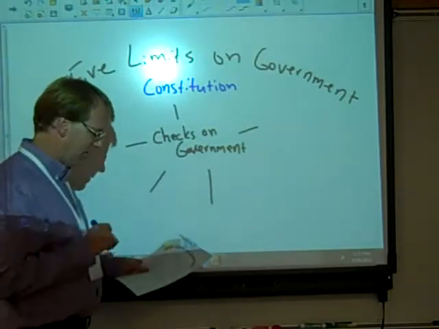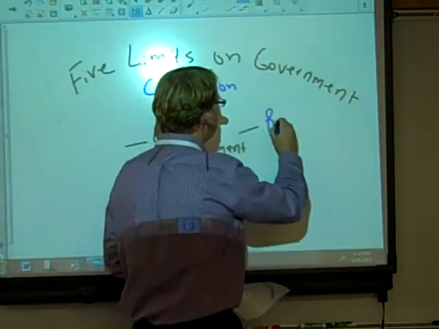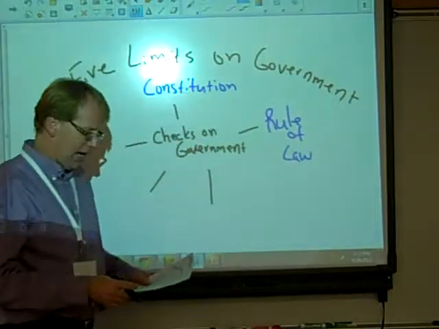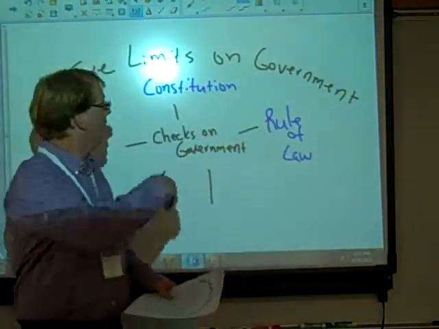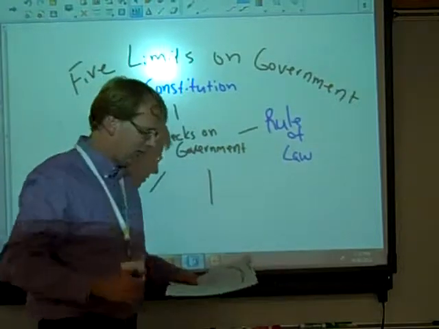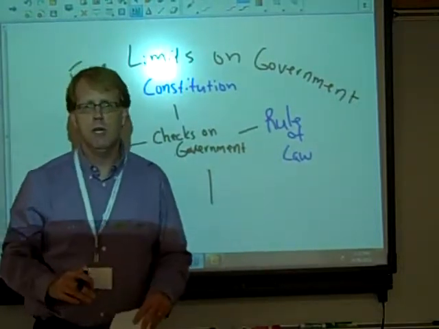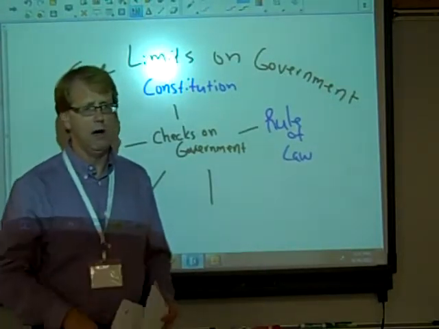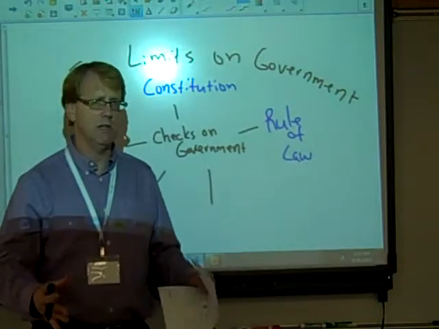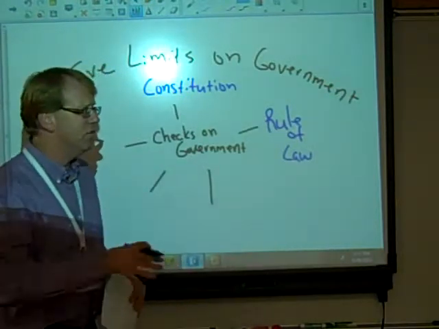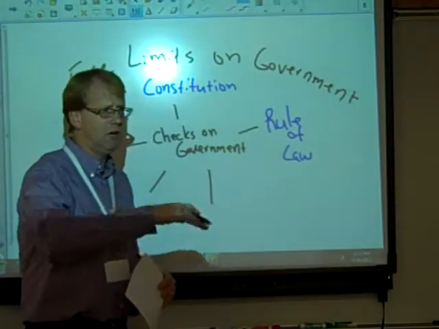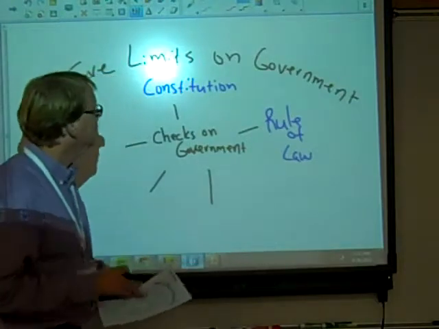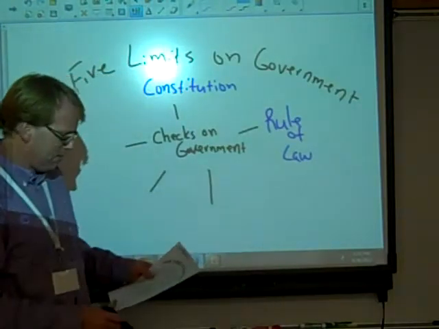Another important check on the government is what we call rule of law. The Constitution sets up those laws, but rule of law says that the law applies to everyone, not just the common people of the country, but also the people who are elected to run the country. Even the president falls under rule of law. No one is above the law, and everyone has to follow the law and is treated equally. So even the government has to follow the law.